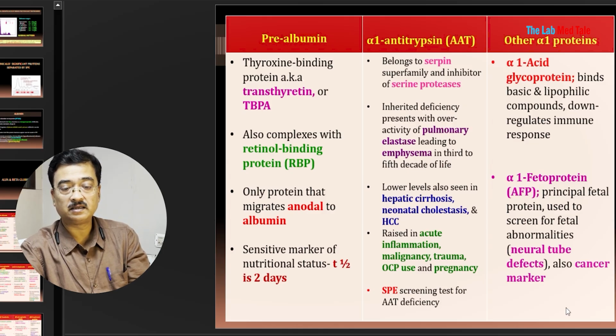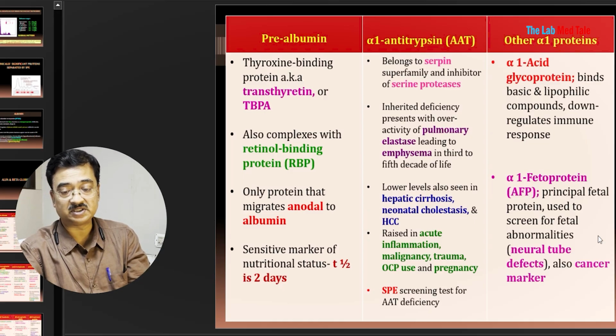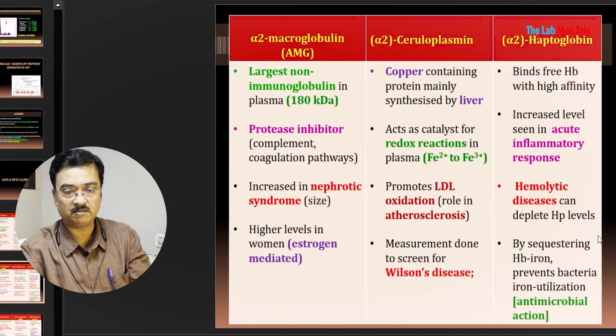Pre-albumins like TBPA, thyroxine binding pre-albumin, retinol binding protein, and there are others around. They have a half-life of about 2 days. They are pre-albumins. Also alpha 1 antitrypsin, which you mostly find in hepatic cirrhosis, cholestasis, and hepatocellular carcinoma. Alpha 1 acid glycoprotein and alpha fetoprotein, which is particularly present in neural tube defects and also in liver cancer. You will find it high in number.